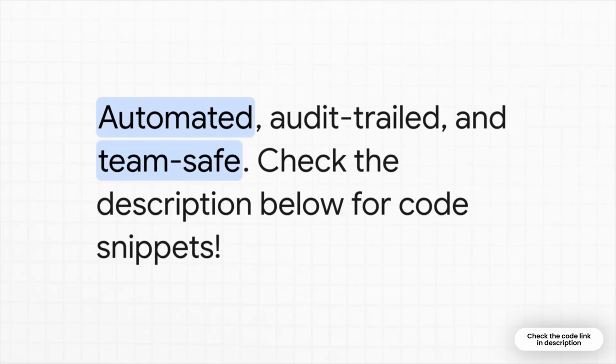By treating your database schema as code, utilizing the history table, and adhering to strict immutability, you completely transform a messy, stressful manual process into a fully automated, audit-trailed, and team-safe pipeline. So the next time you prepare for a big deployment, ask yourself, are we still relying on human memory, or are we ready to let Flyway do the heavy lifting?